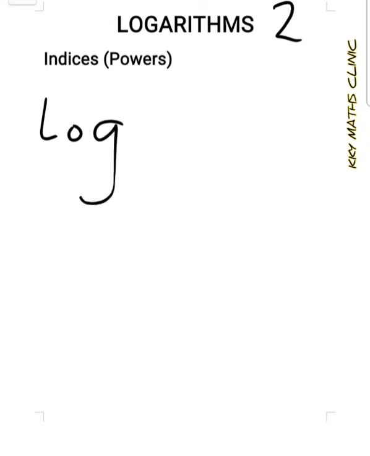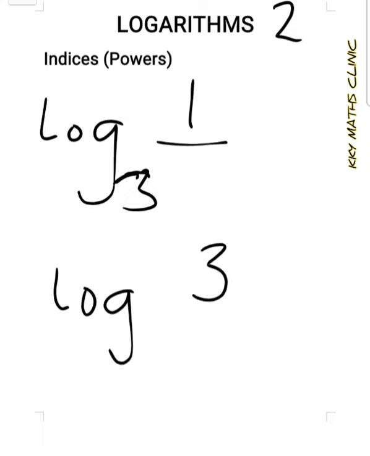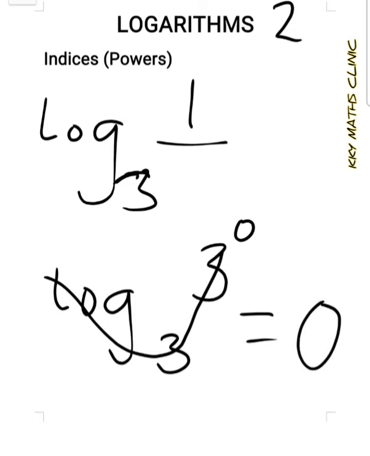Log 1 base 3. Okay, I have to make my argument a power of the base. So this is log 3 raised to the power 0 base 3. 1 is still the same thing as 3 raised to the power of 0. Base and argument are the same. My answer is 0. A general rule: the logarithm of 1 is always 0. Log 1 base whatever number is always 0, because any number raised to the power of 0 is 1.